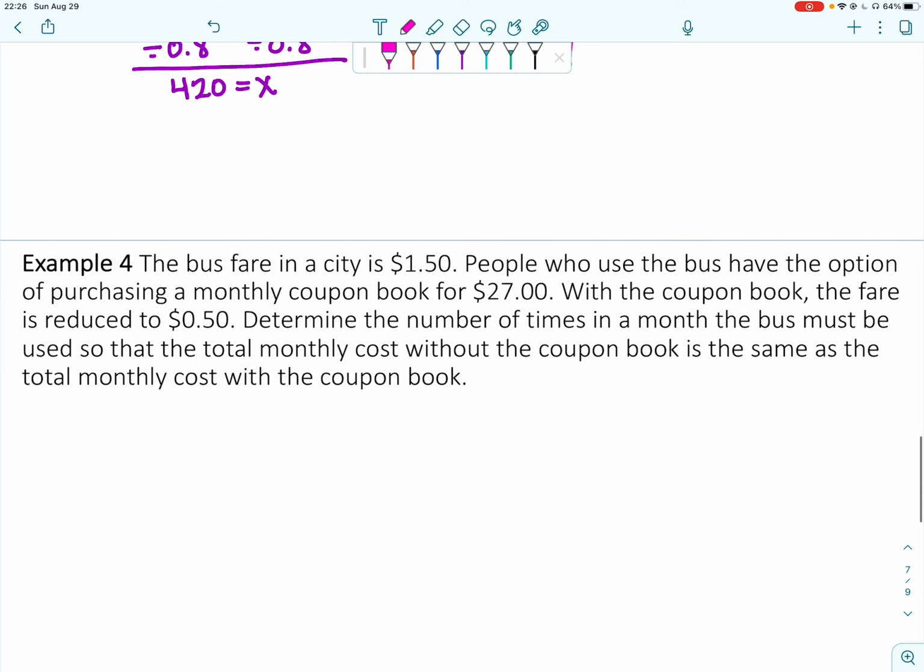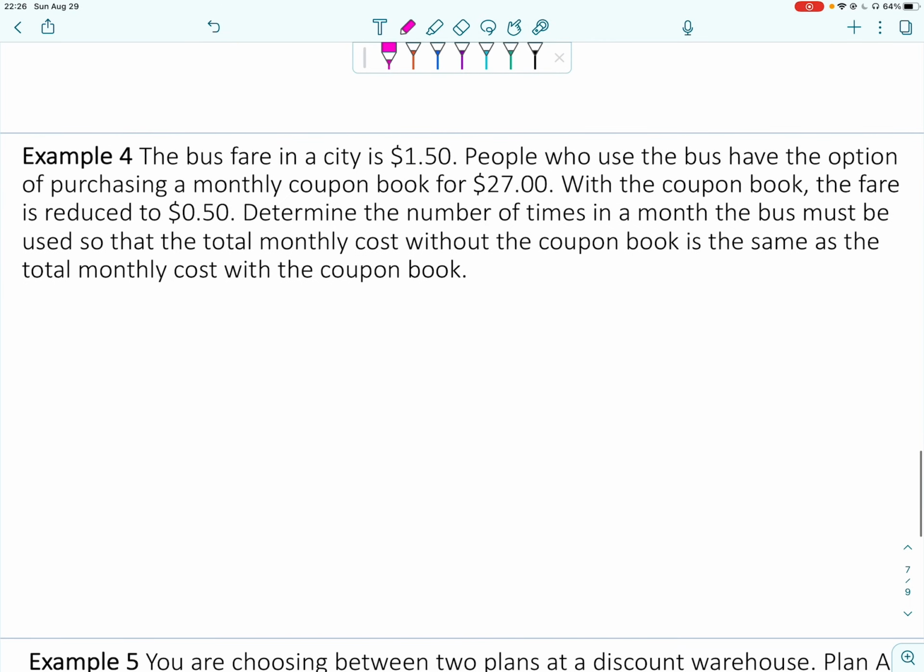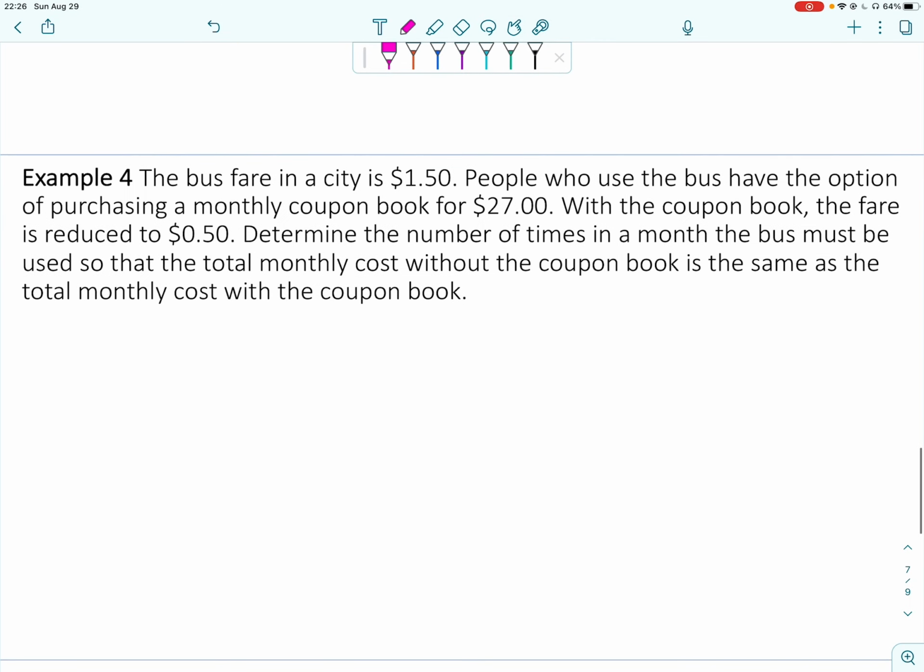Continuing on, example 4. The bus fare in a city is $1.50. People who use the bus have the option of purchasing a monthly coupon book for $27. With the coupon book, the fare is reduced to 50 cents. Determine the number of times in a month the bus must be used so that the total monthly cost without the coupon book is the same as the total monthly cost with the coupon book.